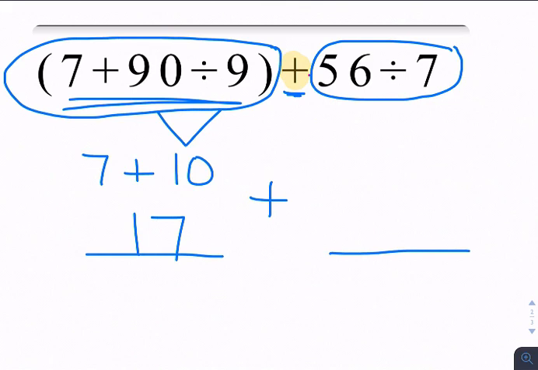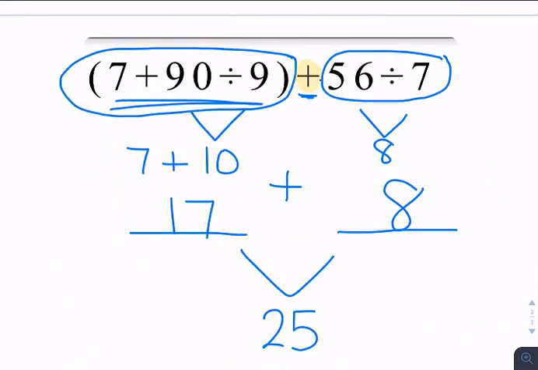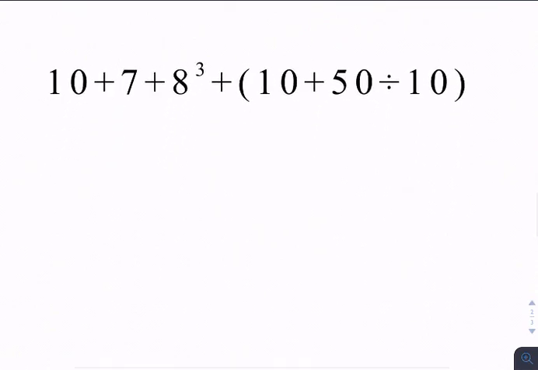So now I'm going to stop with that one. I'm going to go on to my next term. I need to do this first. So 56 divided by 7 is 8. There's nothing else I need to do with that. So this becomes 17 plus 8. Now I go from left to right. This would be 25. So my final answer to this one is 25. I circled my terms. I did the operations inside each term, and I added or subtracted next. Here is another example.